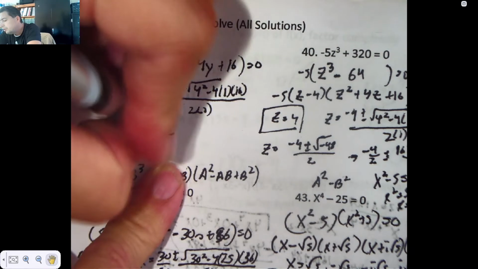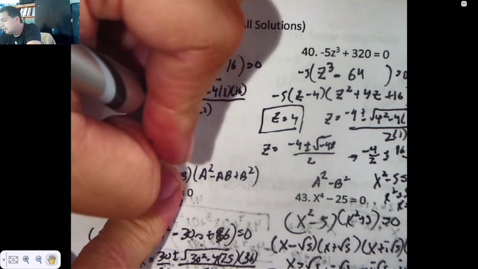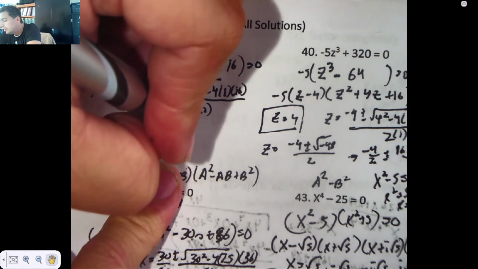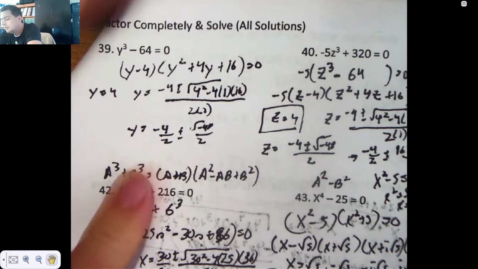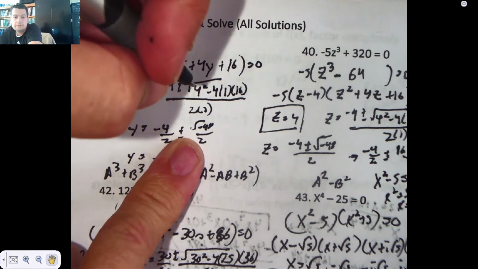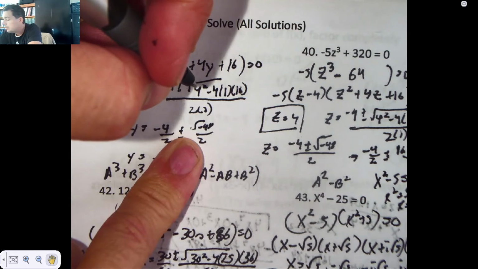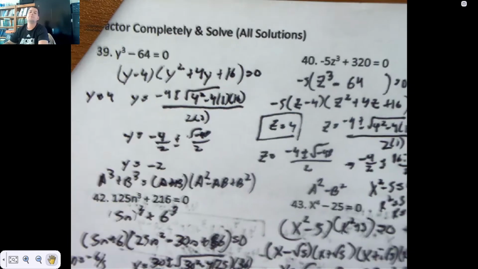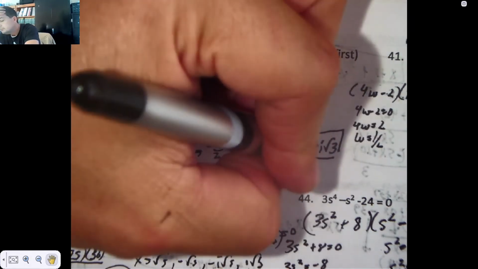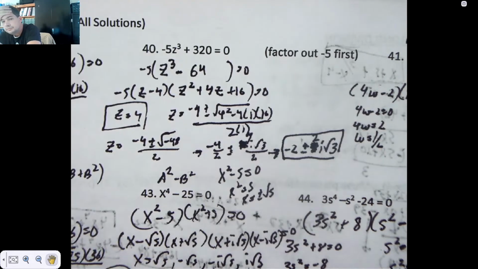We got a -4 over 2 plus or minus root of a -48 over 2. We simplify that to be -2. That's going to be, I screwed up. That's a 4. Makes that a 2. Fixed it.